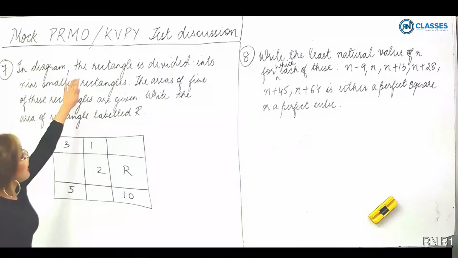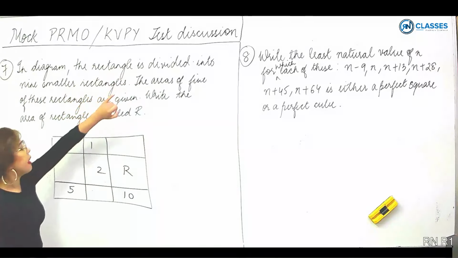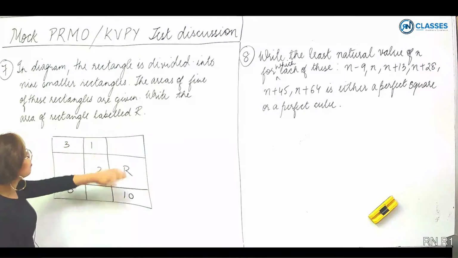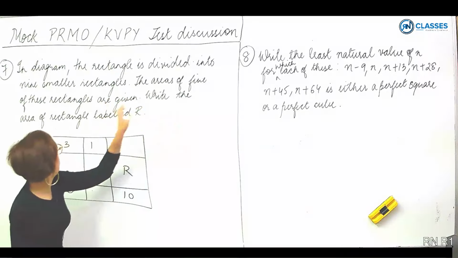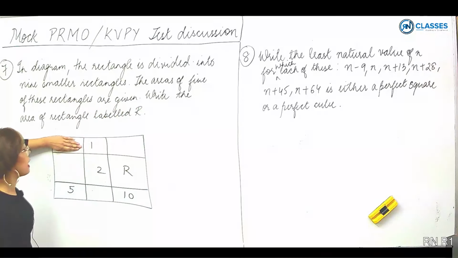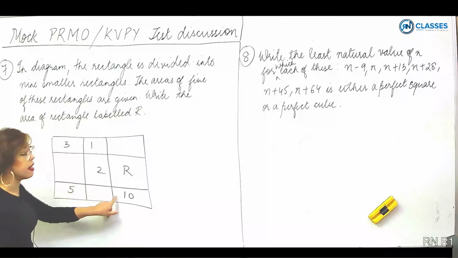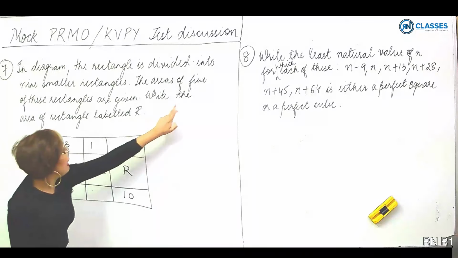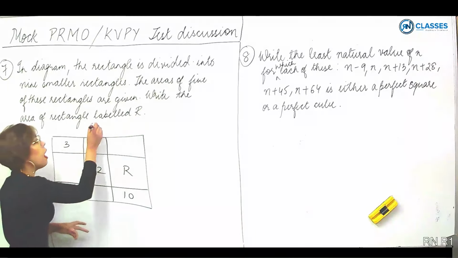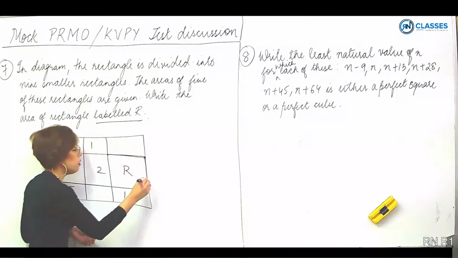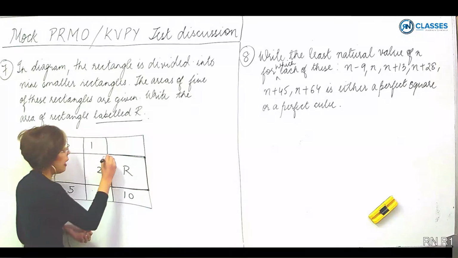In the diagram, the rectangle is divided into 9 smaller rectangles. So, you can say 1, 2, 3, 4, 5, 6, 7, 8, 9. So, these are the smaller rectangles. The areas of 5 of these rectangles are given. So, area of this rectangle is 3, area of this rectangle is 1, area of this rectangle is 2, 5, 10. Right? Write the area of the rectangle labeled R. So that means I am interested in the area of this rectangle. Right? Now, area of this rectangle.